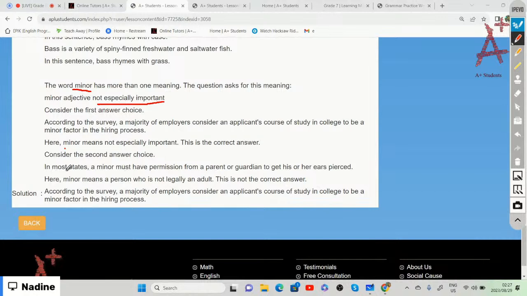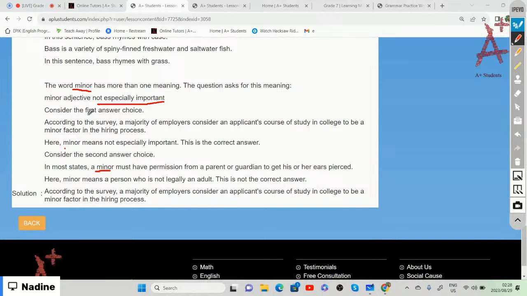Here we go. In most states, a minor must have permission from a parent or guardian to get his or her ears pierced. Here, a minor means a person who is not legally an adult. So usually a minor is somebody who firstly needs the care of the parent. You need permission from parents because you cannot make decisions on your own. Basically, you are considered a child, so you need permission from a parent because you are not legally an adult.